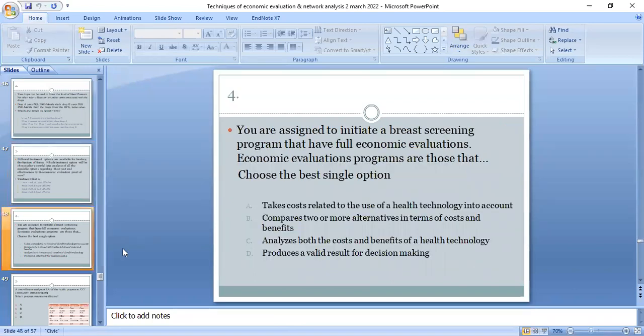You are assigned to initiate a breast screening program that has full economic evaluations. Economic evaluation programs are those that choose the best option. Take costs related to the use of health technology into account, compare two or more alternatives in terms of their costs and benefits, analyze both the costs and benefits of health technology, or produce a valid result for decision making. B is the right one, as it compares two alternatives in terms of their costs and benefits.